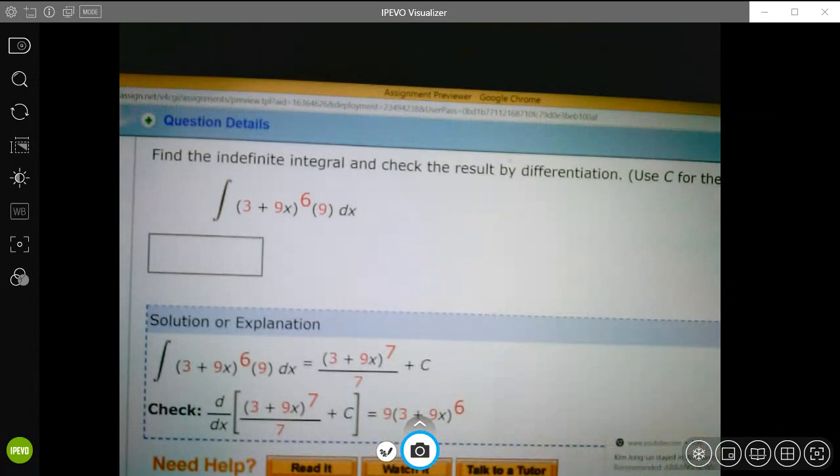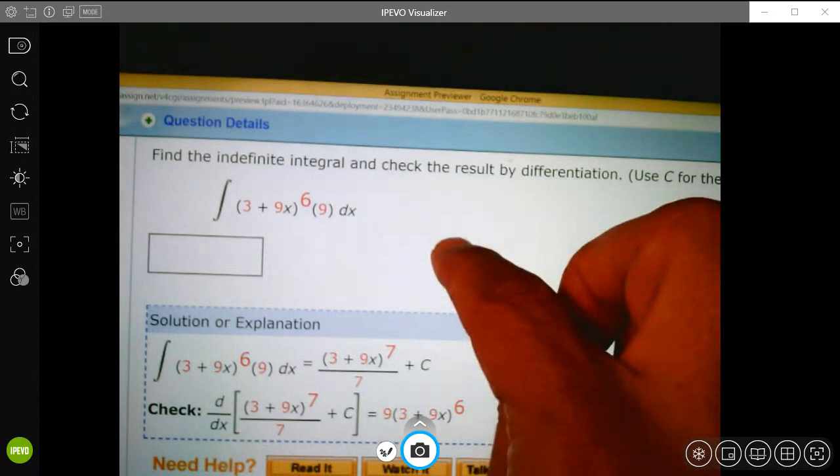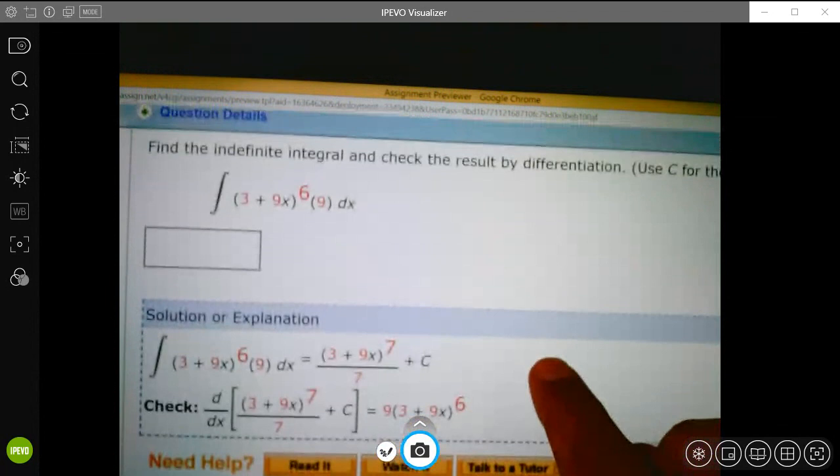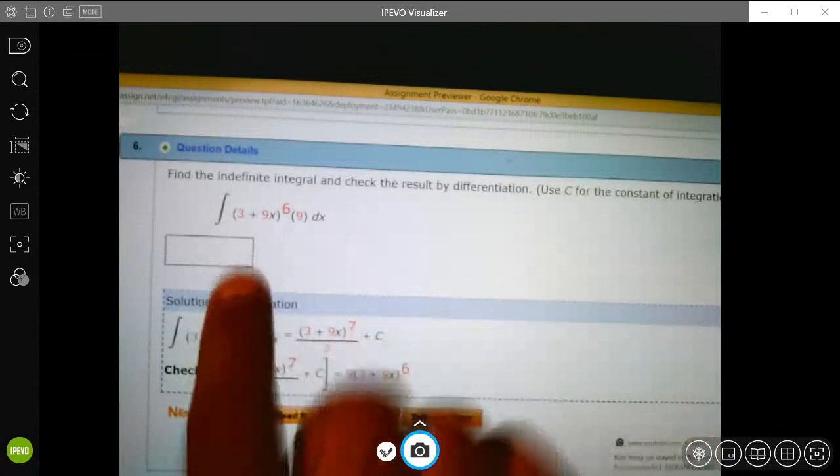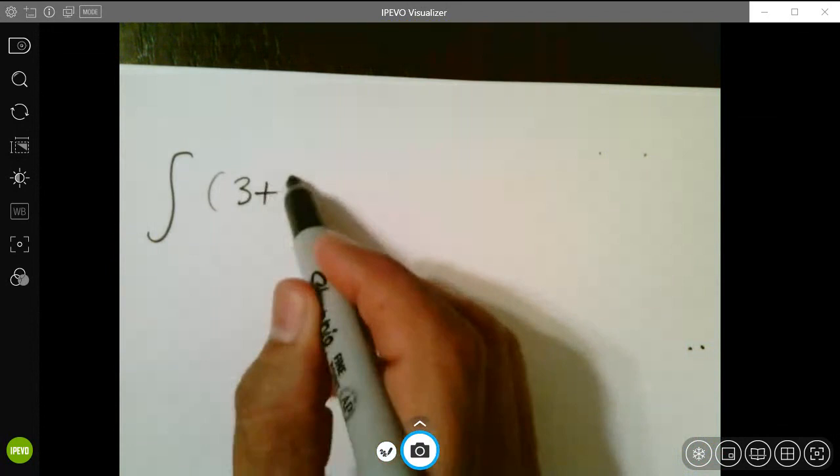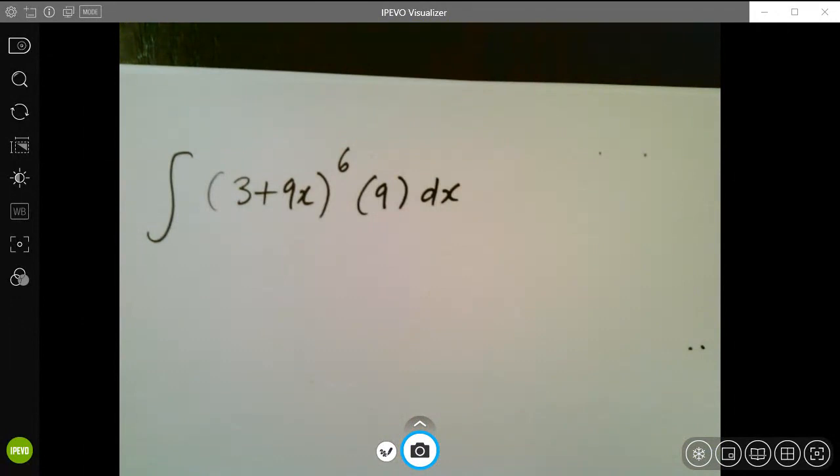Now, let's compute this indefinite integral, here to the power 6. So how can I do this one? Okay, let me do it for you here, number 6. Here I will use the substitution. u is this one, okay?